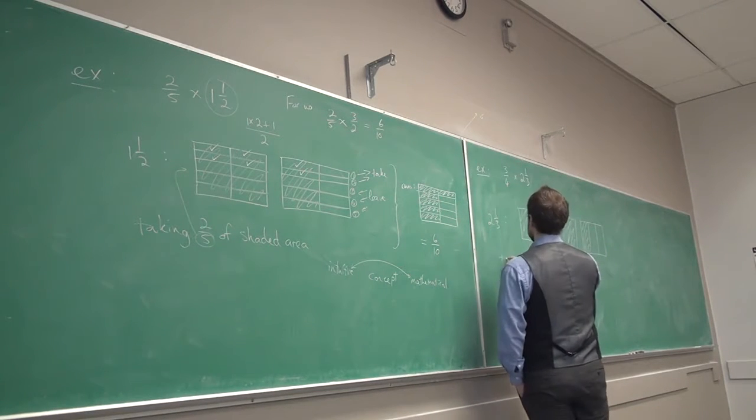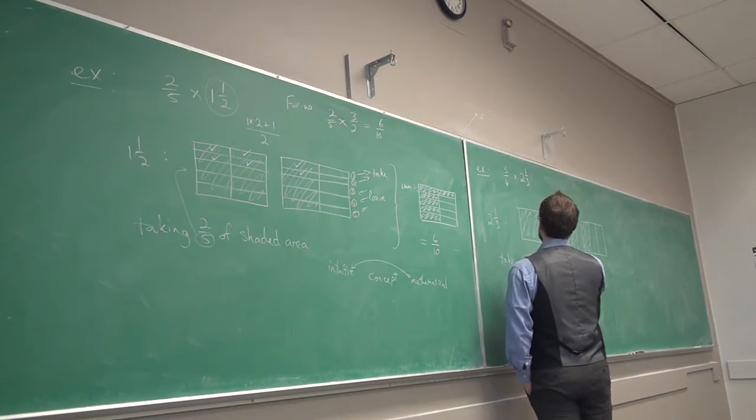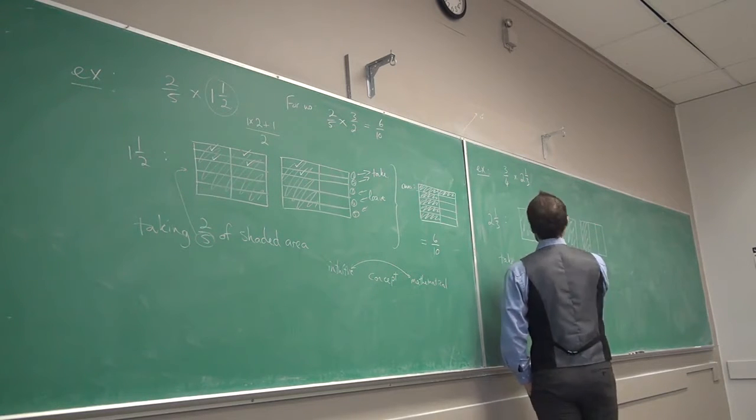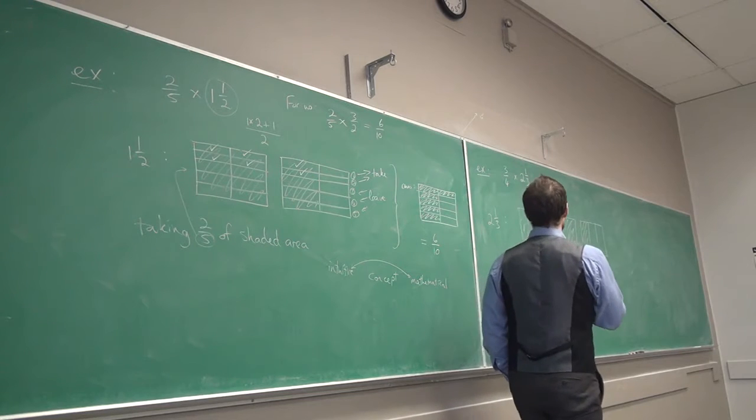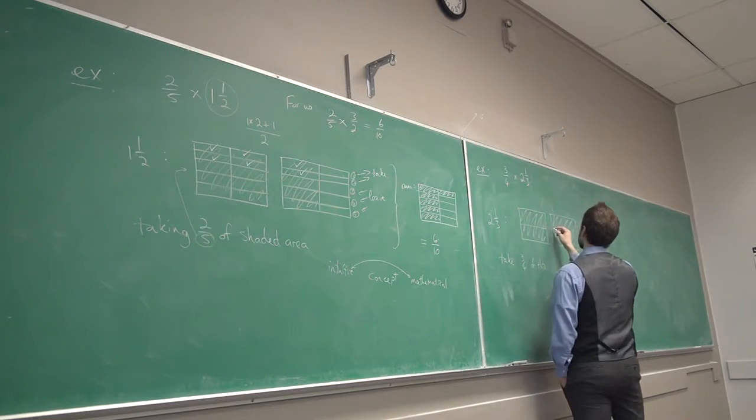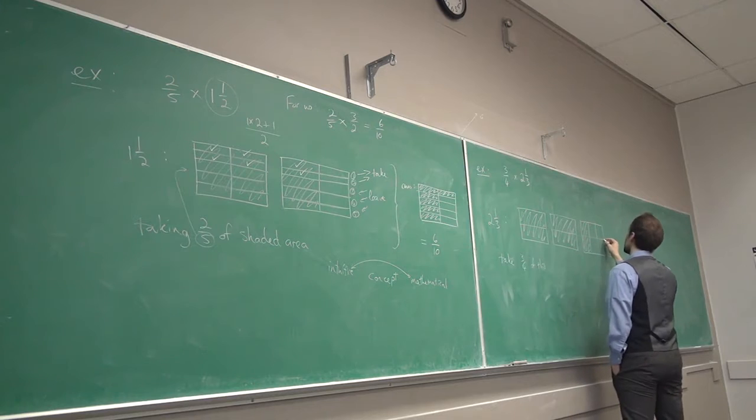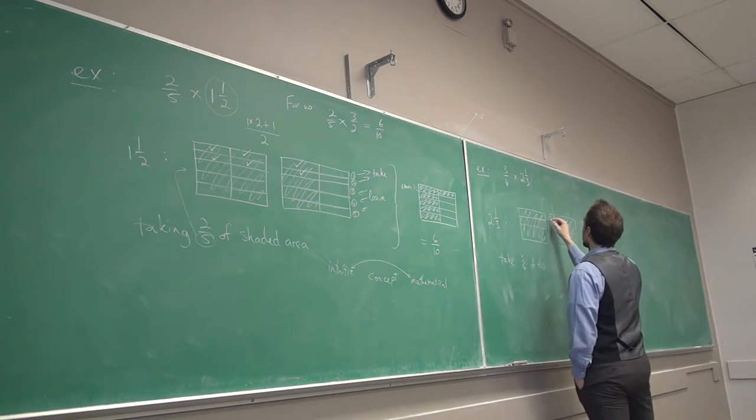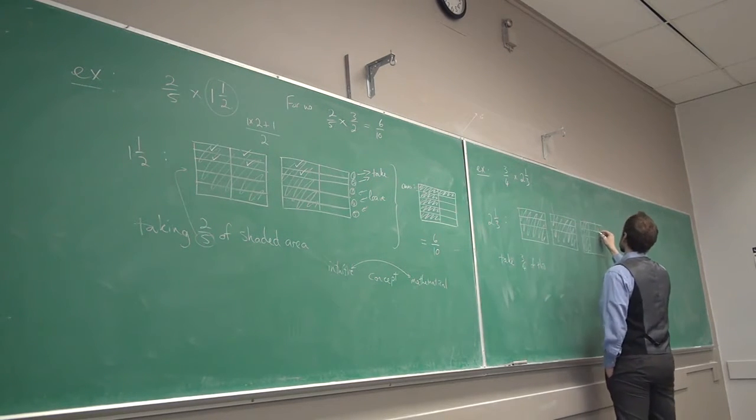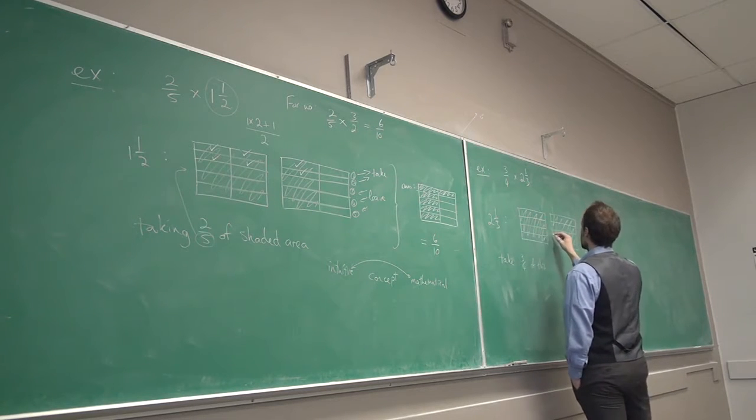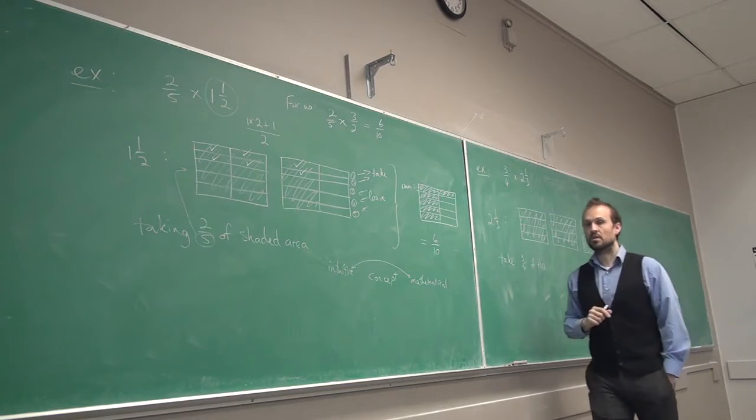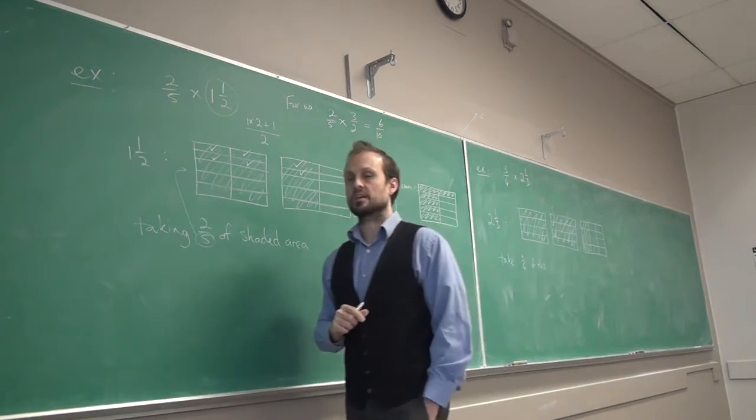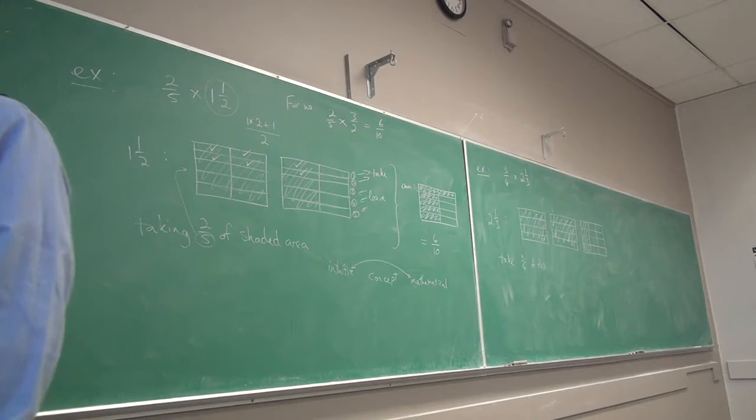I'm taking 3/4 of this. That means split it horizontally into fourths. Try and make them equal. Notice that in the third rectangle, I don't have all of those regions that I created. I only have the shaded ones. That's all I have to take from.